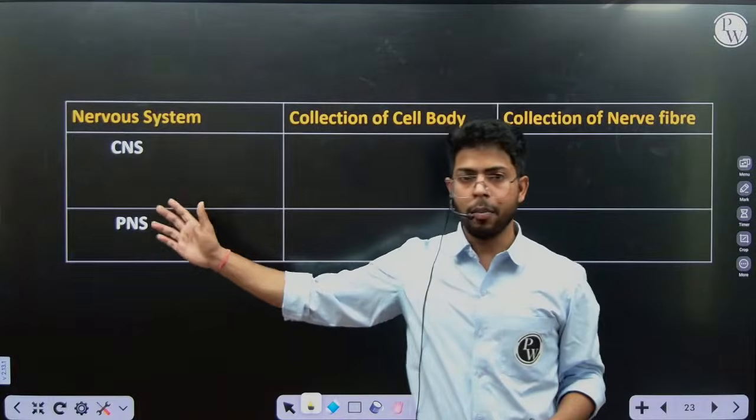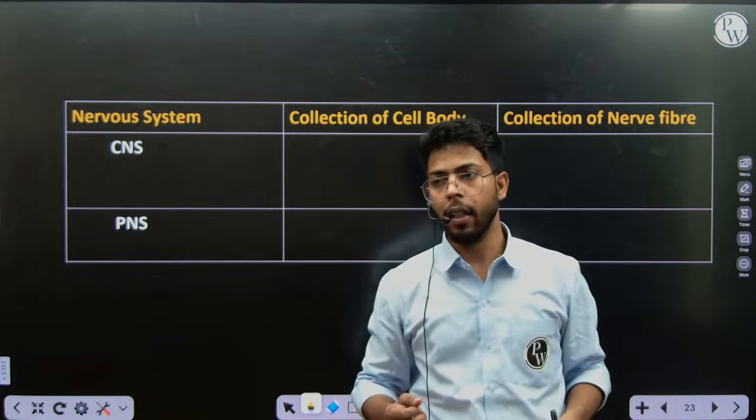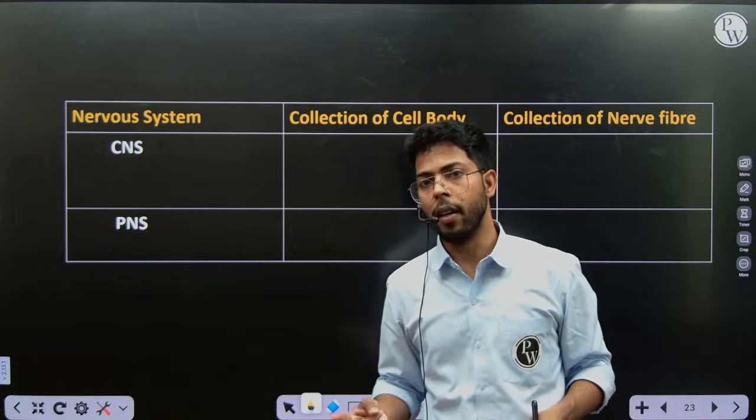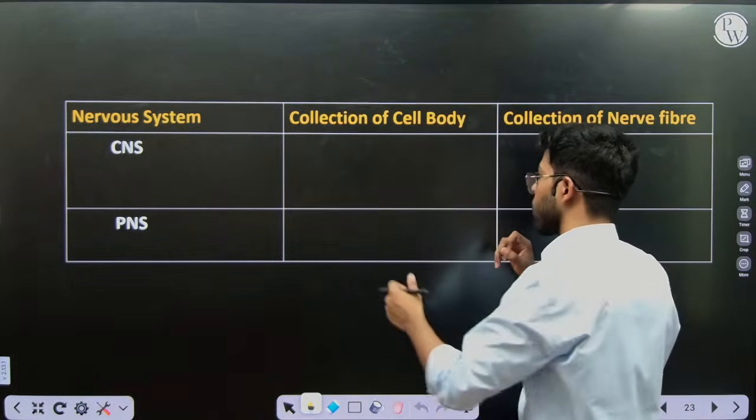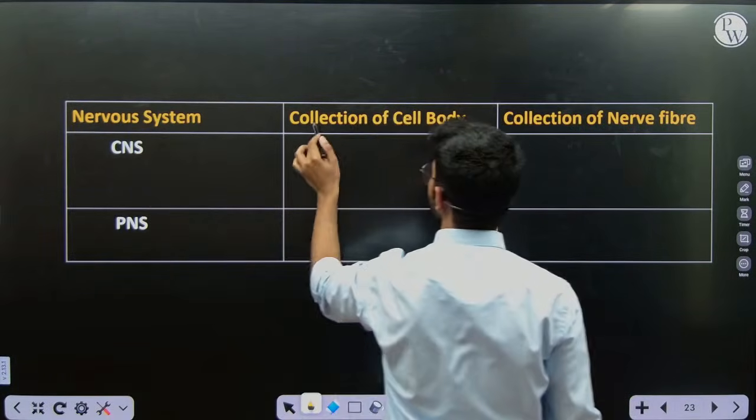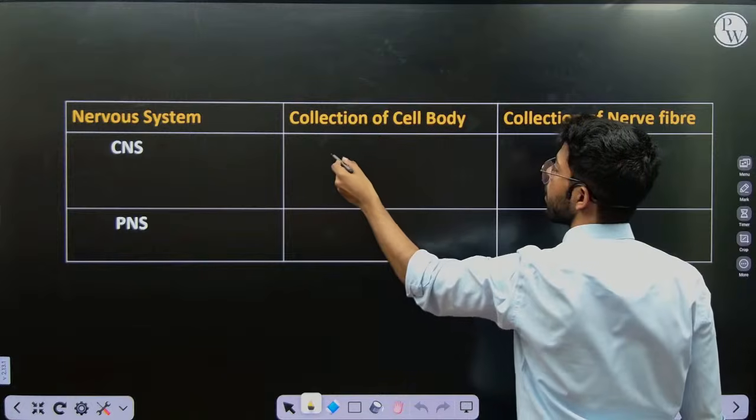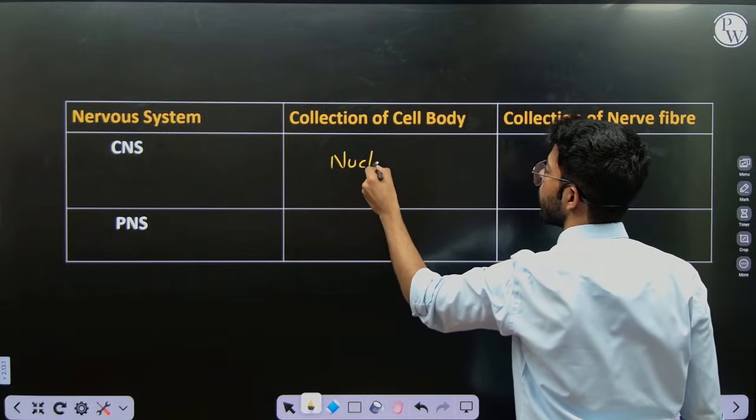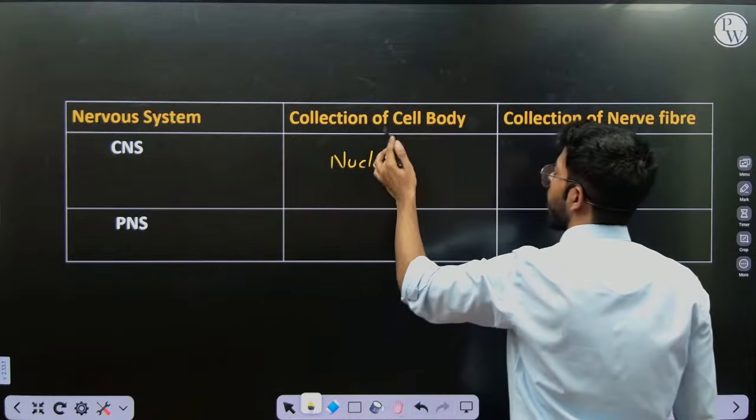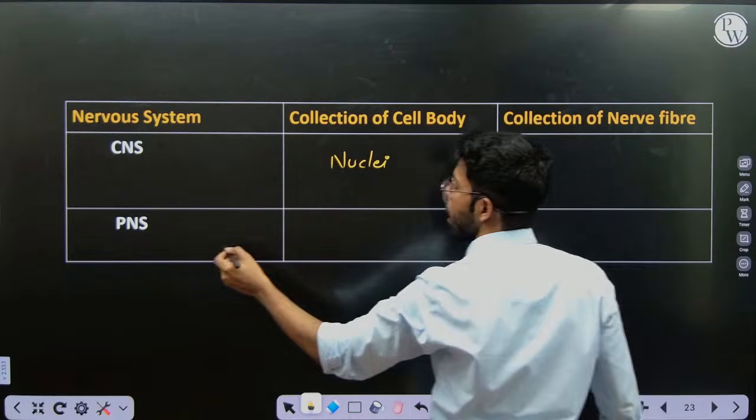Now there are terms glia, cyton and nuclei, and tract and nerve fiber. If we talk about the CNS, the collection of cell bodies is known as the nuclei, and in the PNS, the collection of cell bodies that is outside the CNS.